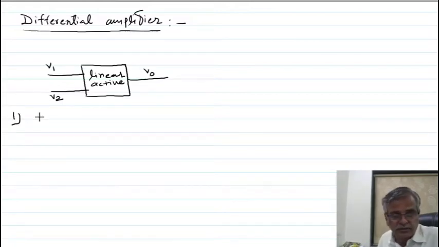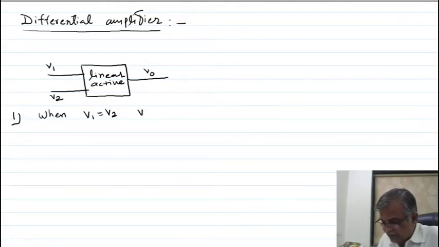The characteristics of the differential amplifier are as follows. First, when both the inputs are at the same level, the output is always 0. This is called perfect balance. You know that. Here V1 and V2 voltages are measured with respect to ground and VO is also measured with respect to ground. So the first property is when both the inputs are at the same level, the output is 0.